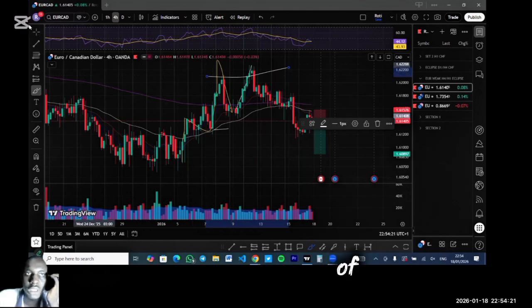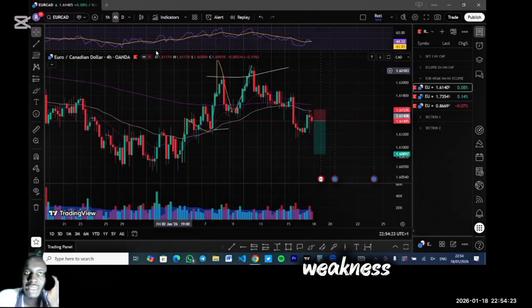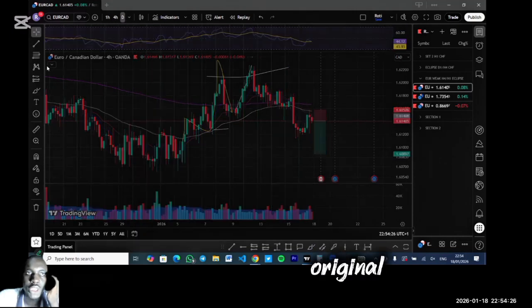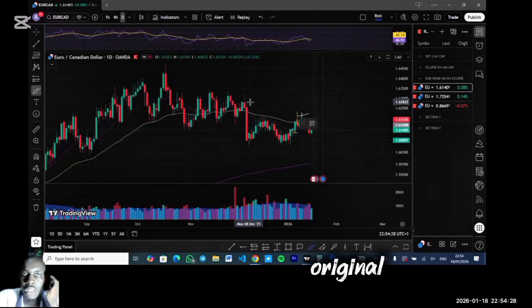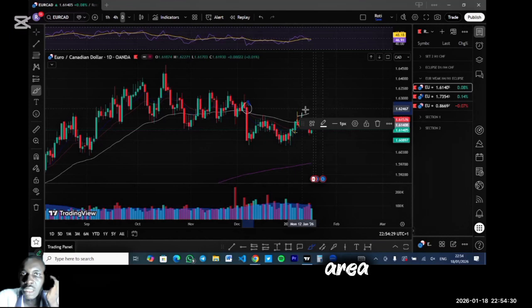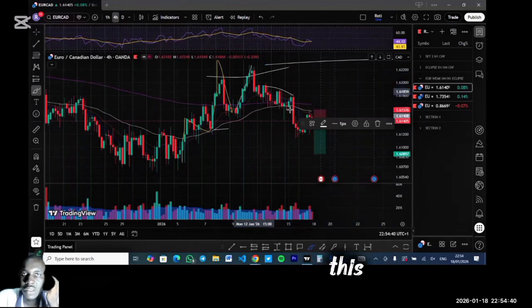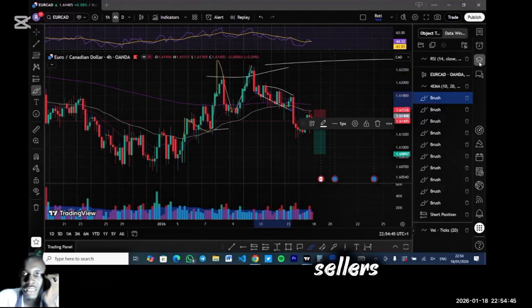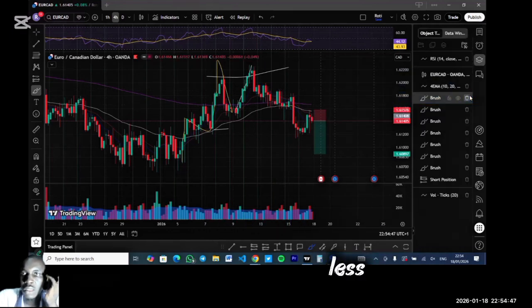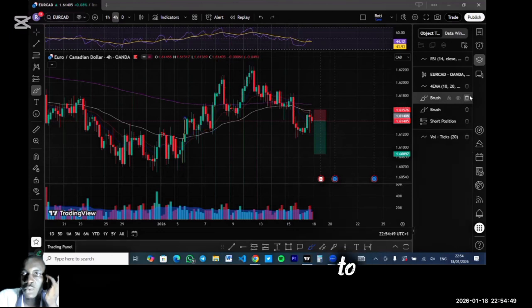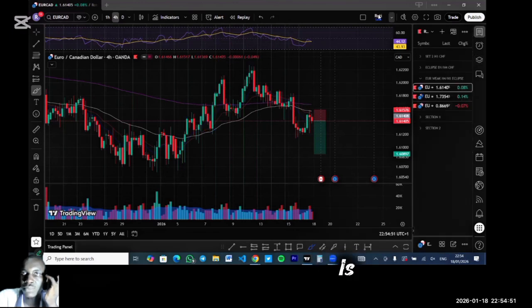That is the first sign of weakness, and that this original player that sold from this area might be back again, because the smaller buyers have more or less given up. So price held up here. This is what is called the money spot, where the buyers and the sellers are more or less fighting it out to see who the stronger party is.